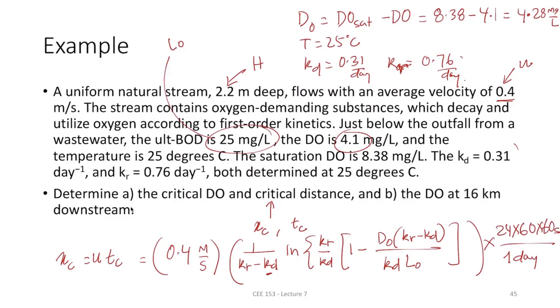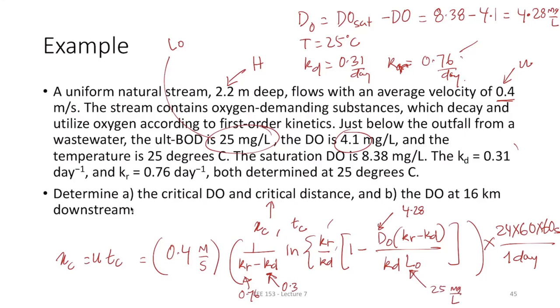And again, KR is given: 0.76. This is 0.31. These are given. D0 is the initial deficit, which we just calculated, 4.28 milligram per liter. L0 is given here, 25 milligram per liter. Everything else is given, so you should be able to calculate that value.